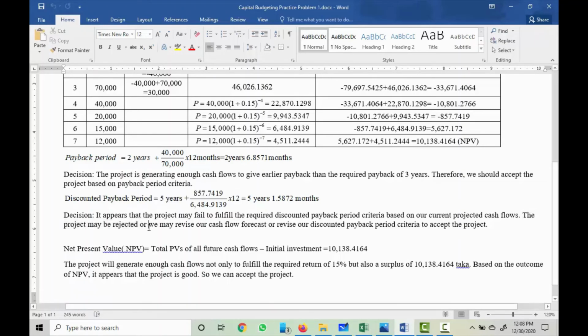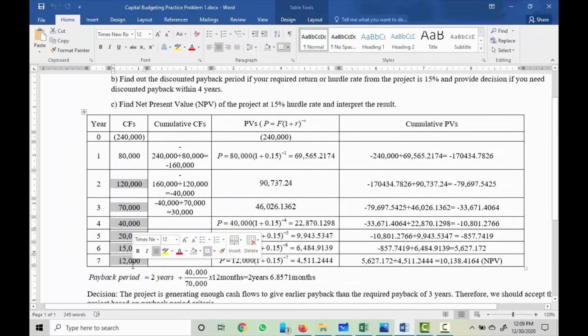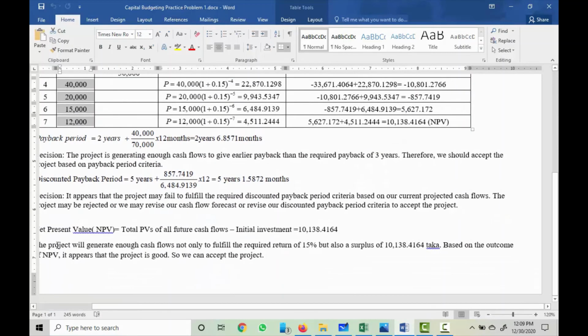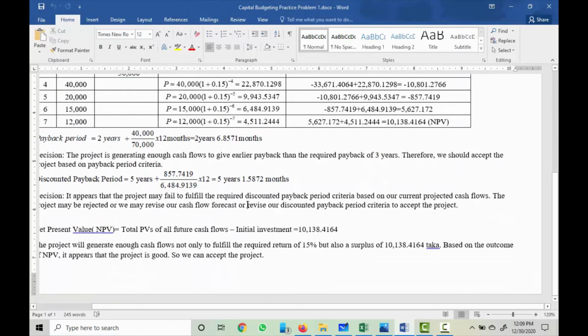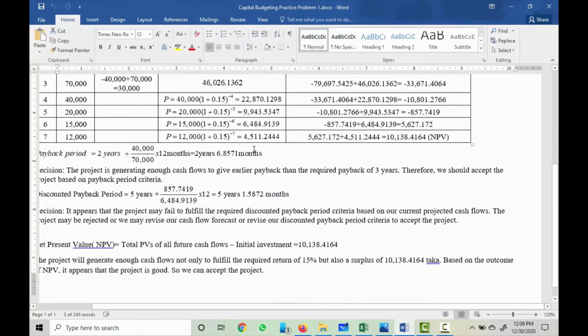Or what we can do, we may revise our cash flow forecast. Or you may revise your discounted payback period criteria. That means instead of asking for the discounted payback period within 4 years, if you ask for it within 6 years or within 5.5 years, in that case you may be able to accept the project.